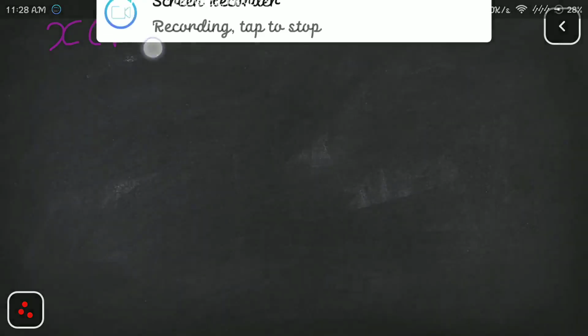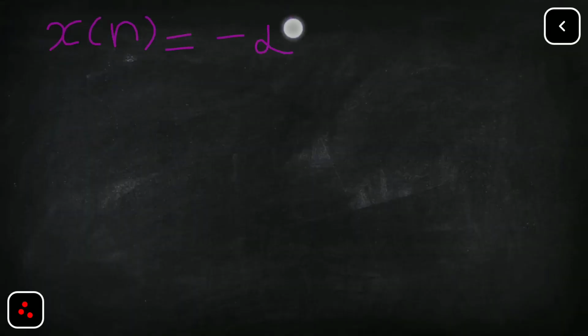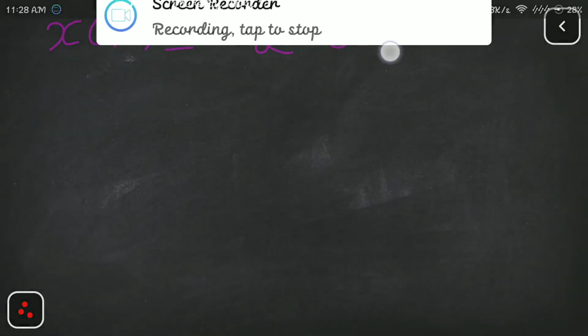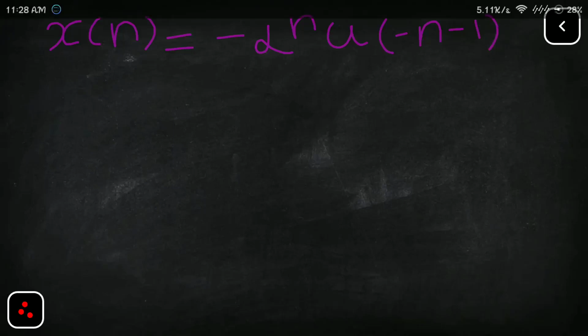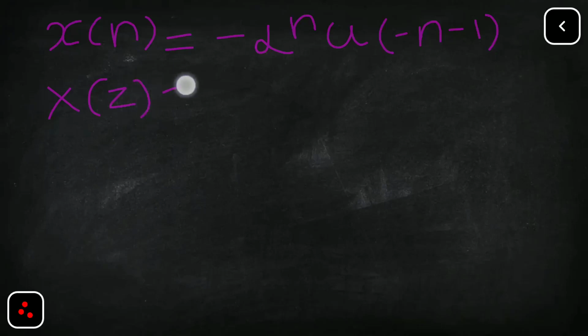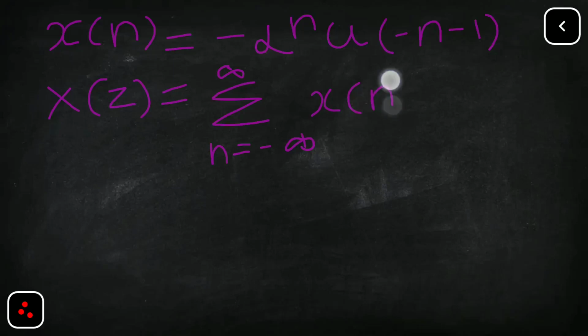So x of n is equal to minus alpha to the power of n into u of minus n minus 1, right? Now we know that the very first step is your X of z equation, which is the z transform of x of n. That is the summation of n from minus infinity to infinity of x of n into z to the power of minus n.